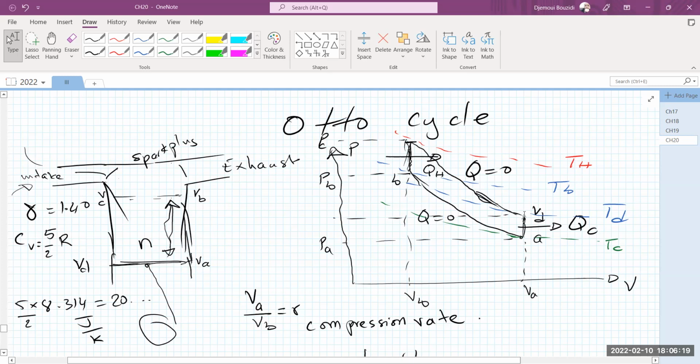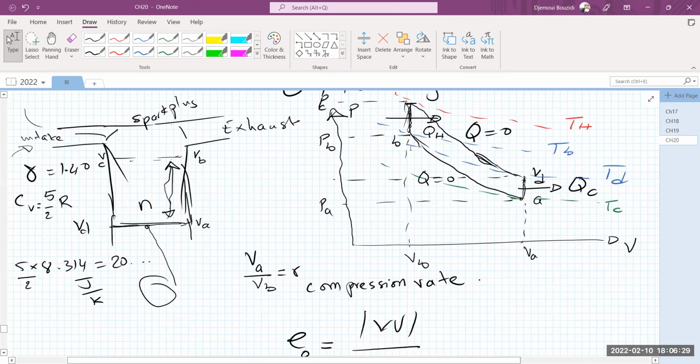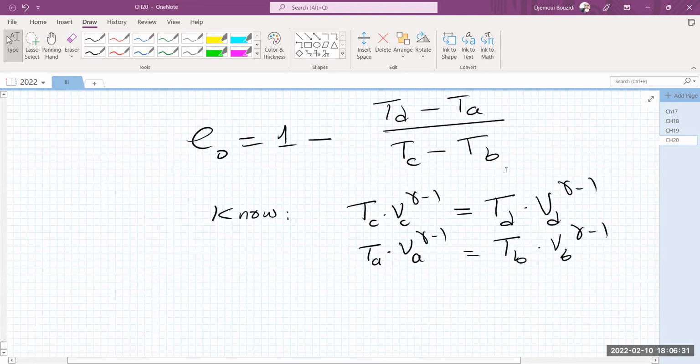And this temperature, TD, times this volume to the power gamma minus 1 is the same thing as this temperature times VD to the power gamma, times this volume to the power gamma minus 1. So that's basically what I'm writing in here. This is the adiabatic processes. So I can write TD in terms of TC, and I can write TA in terms of TB.